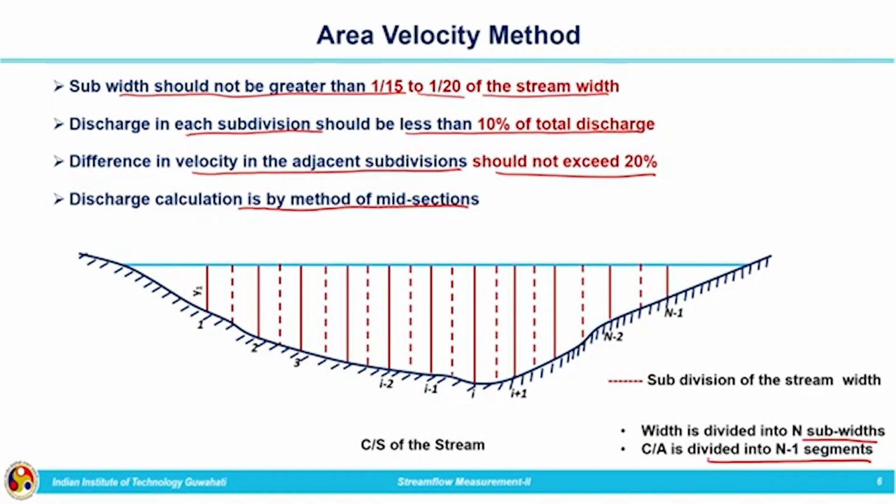And at each midsection the depth is measured, stage measurement is carried out at each midsection. So, those are marked by y1, y2, y3, yi-2, and this way it will go up to yn-1. The last midsection is the n-1 section, and the depth at that particular section will be yn-1, corresponding to the width, which is divided into n sections. Total width is divided into n subwidths.